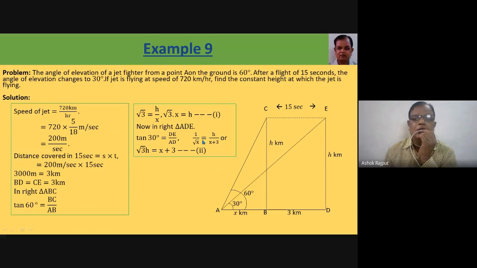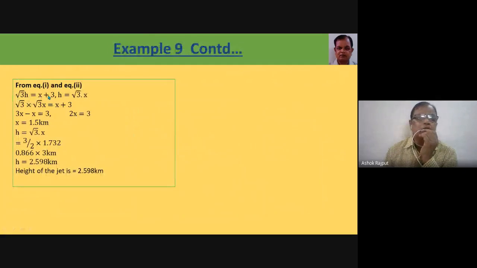It is wrong here. Then h upon x plus 3 as root 3h equal to x plus 3. Now it is equation number 2. It is not completed here. Now we continue it here. Root 3h equal to x plus 3. H equal to root 3x. Root 3 into root 3x equal to x plus 3, so 3x minus x equal to 3. 2x equal to 3. X equal to 1.5 kilometer.